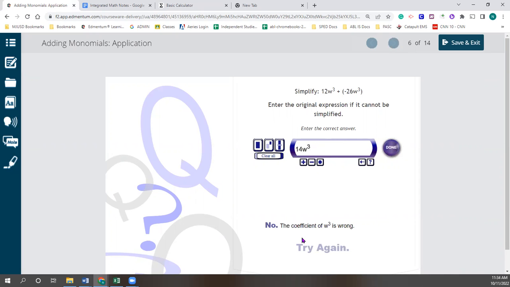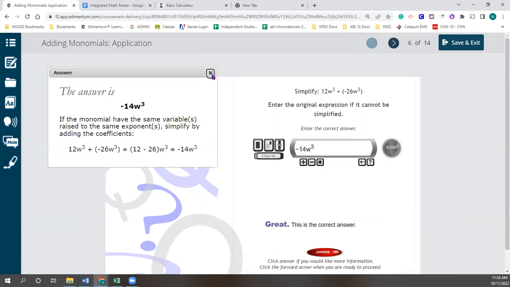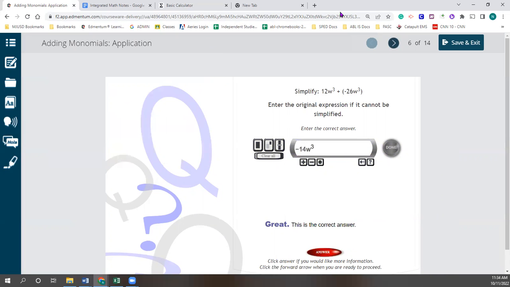Oh no, the coefficient of W^3 is wrong. So the number in front is wrong. What's wrong about it? Double check. 12 plus negative 26. Negative 14. Correct? Yep. Awesome. This explains it. Bada bing, bada boom. We got it.